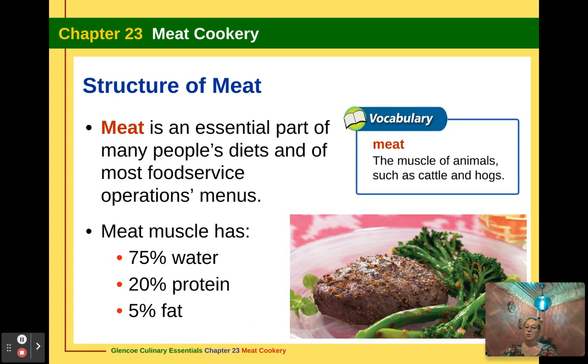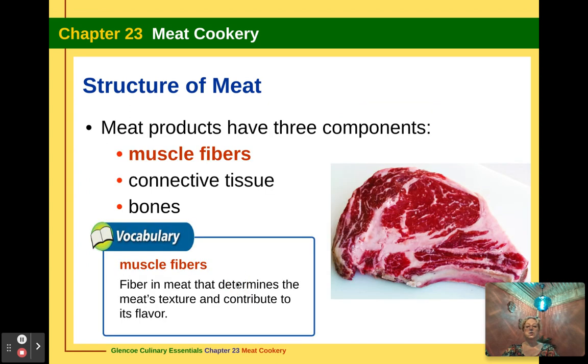Some meat is a little leaner, and that's going to give it a little more protein and a little bit less fat. Some meat is fattier, and that's going to change that. But that would be an average of what it is.